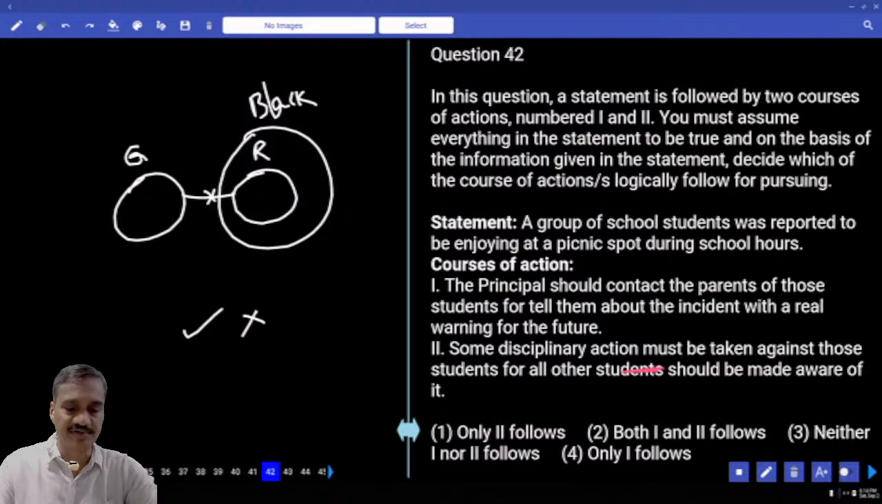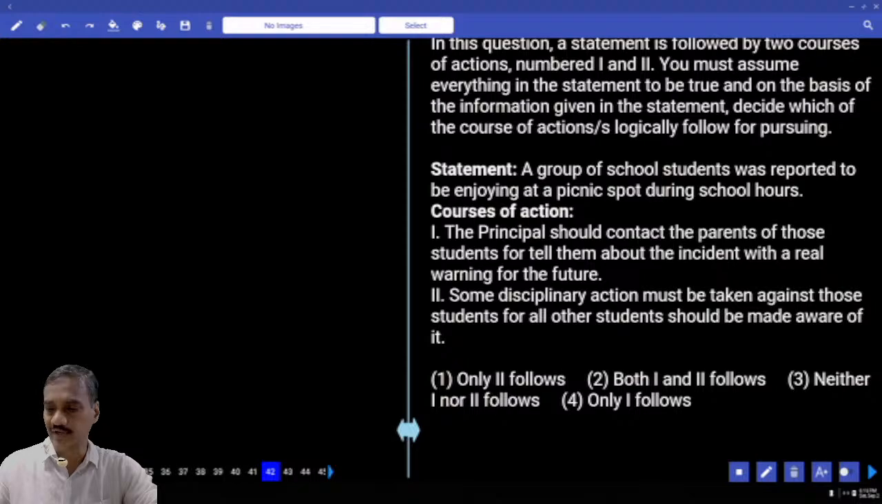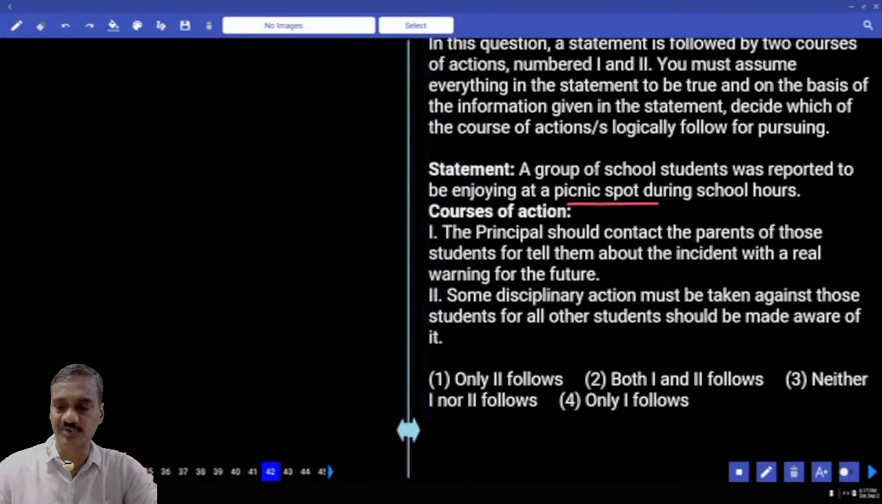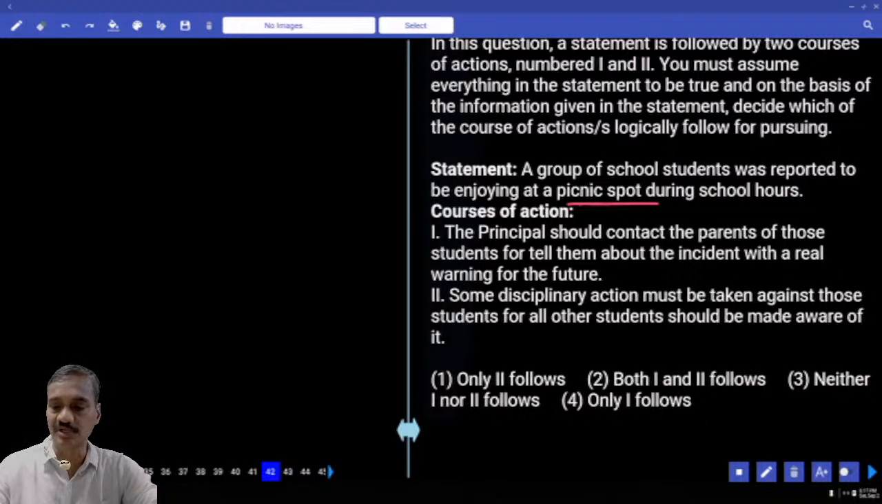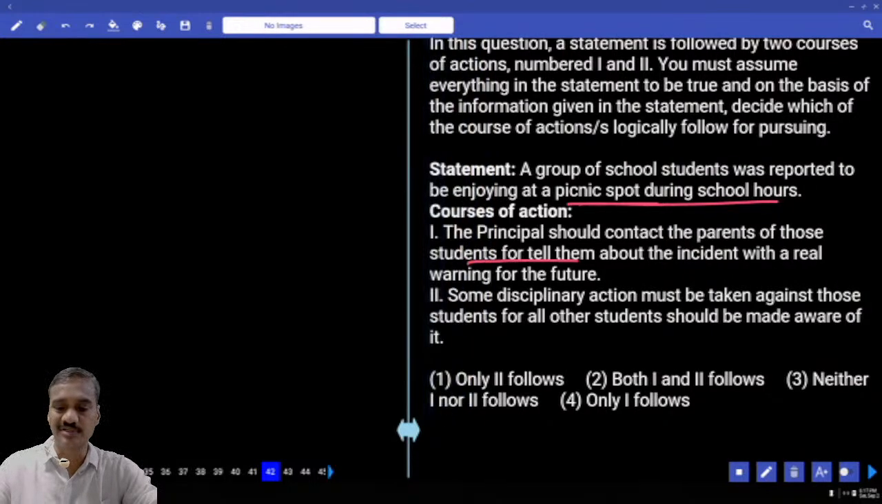The next one, 42. Now in this question number 42, a group of school students was reported to be enjoying a picnic spot during school hours. During school hours, they are reported to be enjoying at a picnic spot. Isn't it? Then courses of action. Course of action means the punishment has to be taken for these people. The principal should contact the parents of those students first and tell them about the incident with a real warning for the future, isn't it?